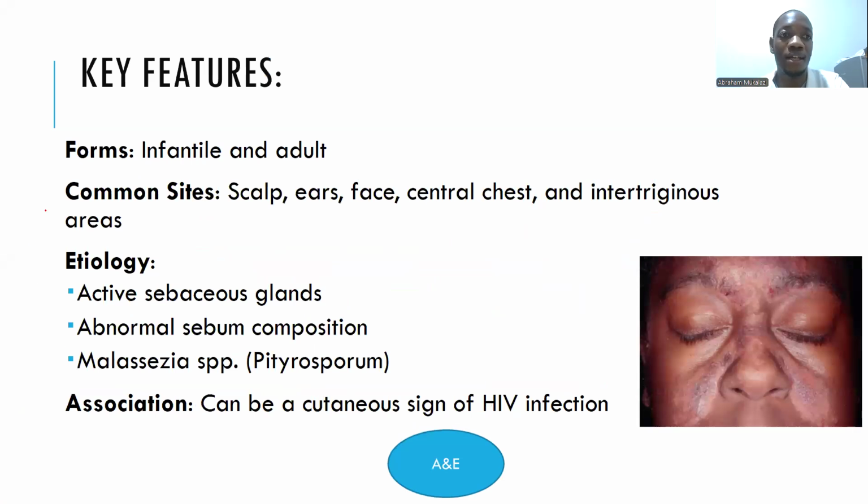So when you look at seborrheic dermatitis, you usually have two forms. That's why I showed you two pictures. You have the adult form and then the infantile type of seborrheic dermatitis. The common sites involved include the scalp, the ears, the face, the central chest, as well as the intertriginous areas, where we call it the inverse type of seborrheic dermatitis.